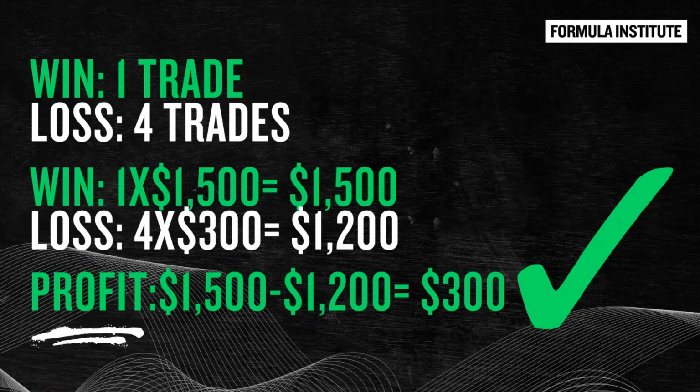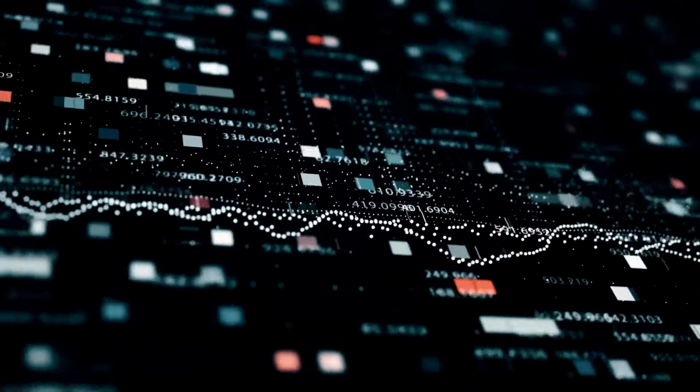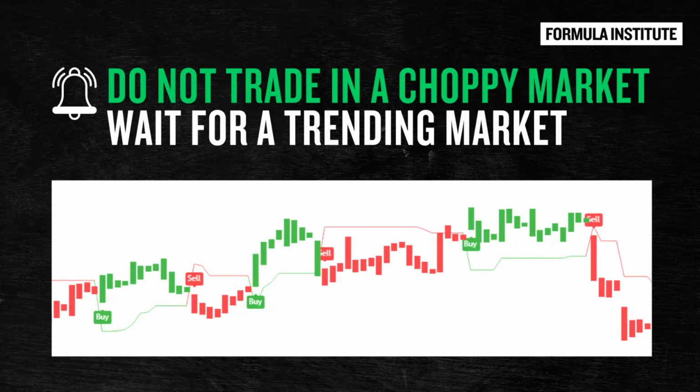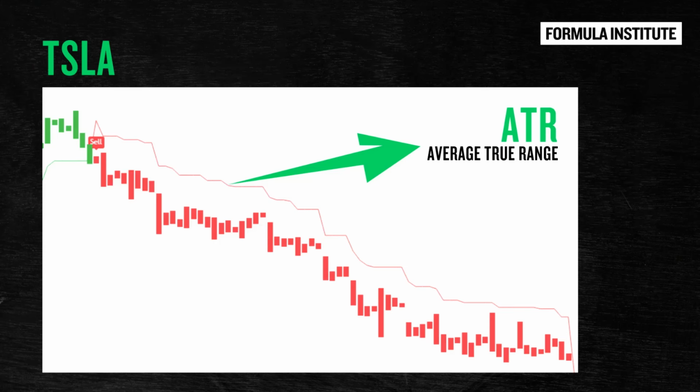But with this strategy, if you lose 4 trades and win only 1 trade, you will still make $300. If you have lost 3 trades in a row, understand that you have not chosen the right stock for this strategy. You need a stock that respects the ATR line by not crossing it until you see an opposite signal.